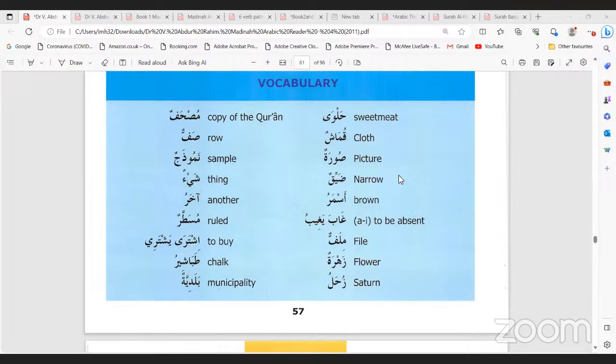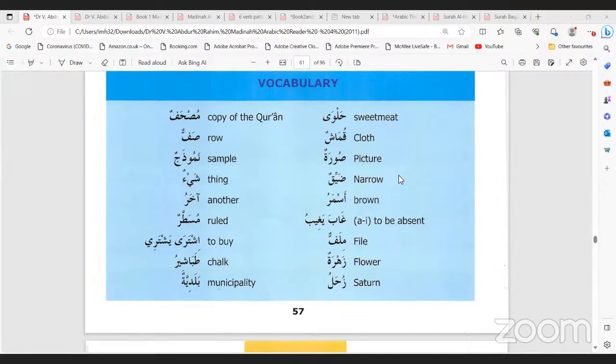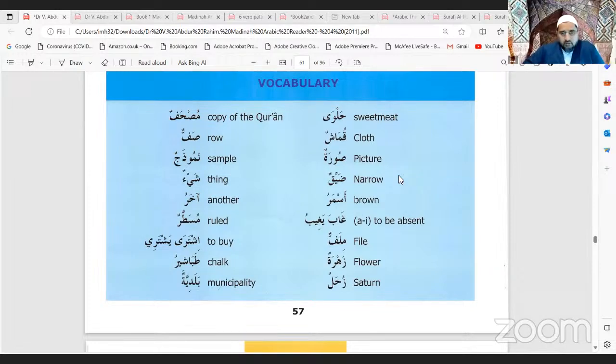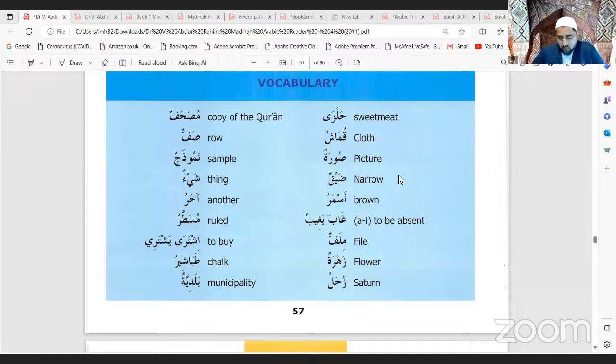Narrow, dayyikun. Brown, asmaru. To be absent, gaba, yaghibu. File, milafun. Flower, zahratun. Saturn, Zuhal. Yep. Brilliant.